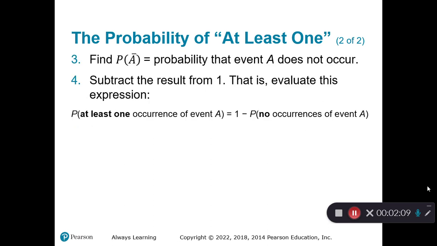Finding the probability of a complement will therefore be finding the probability that event A does not occur, as we saw earlier. Therefore, the probability of getting at least one of something is 1 minus the probability of getting none of that occurrence. The probability of at least one is equal to 1 minus the probability of none.